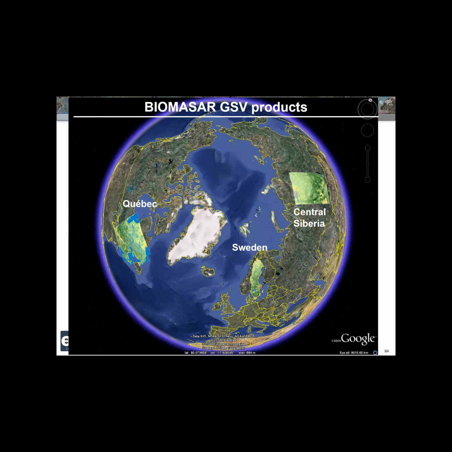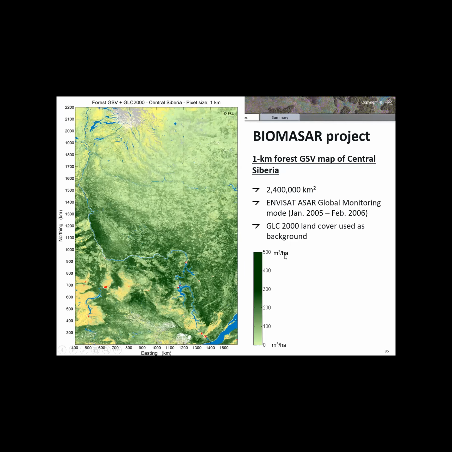I rushed through this because it is maybe not so relevant for you, but it was also one of the prerequisites to start with a global attempt. This is the Biomass growing stock volume product. We had 3 sites: Quebec, Sweden, and Central Siberia. This is the map, going up now to 500 cubic meters per hectare, but with a lower geometric resolution. It's only 1 kilometer. Again with Baikal, Angara, and Yenisei, Krasnoyarsk here, and the Dobana plateau up here.